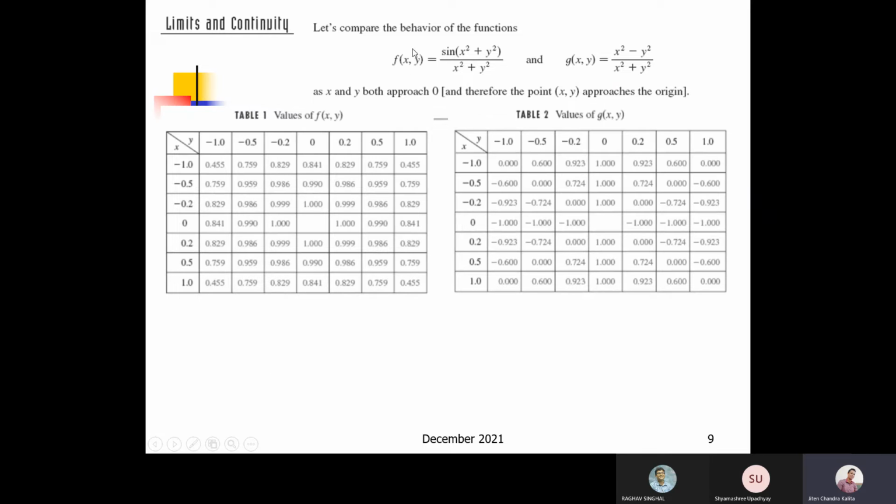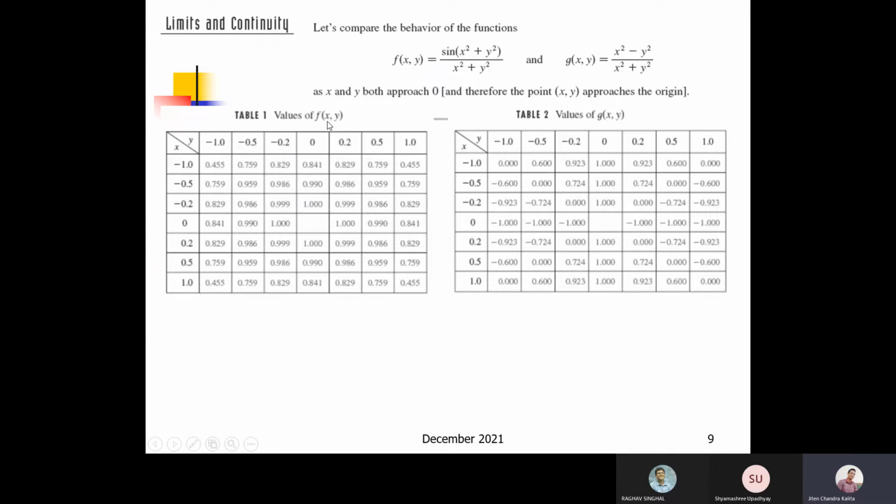Say I'm considering a function f of xy given by this, and another one, g of xy, given by this. For corresponding values of x and y, I am tabulating the values of f of xy and g of xy. So what is happening here? If you go from -1 towards 0 for x, and similarly from +1 towards 0, and for y you do the same thing.